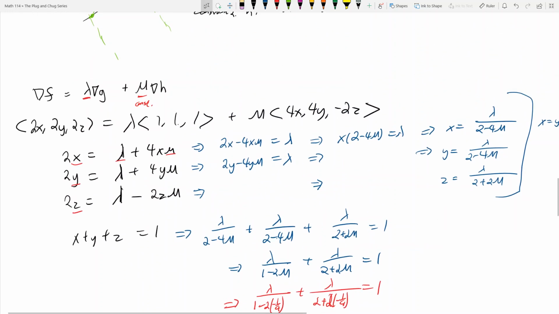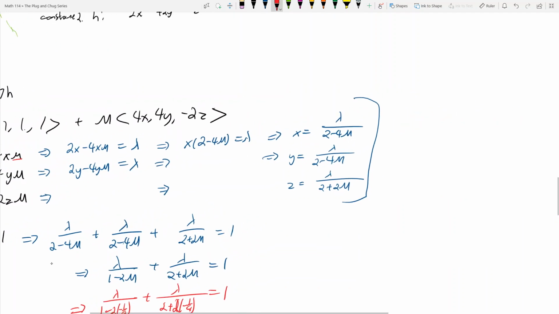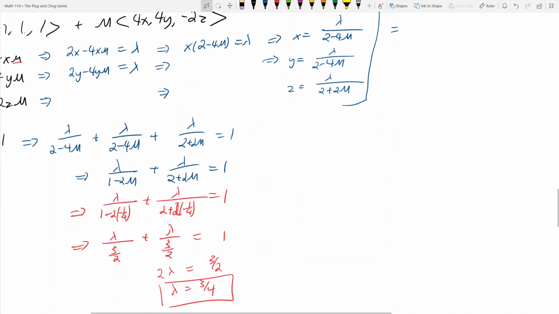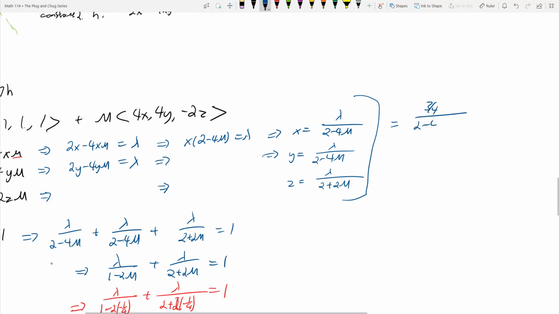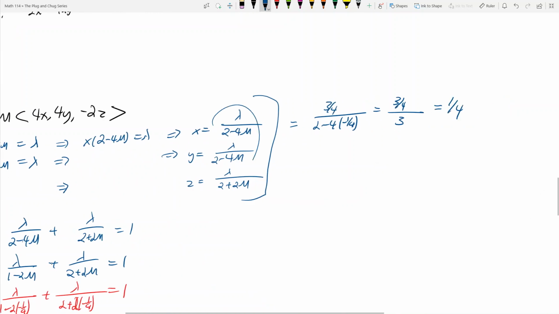What can I do now? Well, I can find x, y, and z, right? Because x, y, and z only depend on mu and lambda. So what is x? X is lambda over 2 minus 4 mu. Lambda is 3/4, and mu was negative 1/4. Okay? And so now I've got 3/4 divided by, looks like, 3 on the bottom. And that means x is 1/4. Well, y is equal to x, as we can see right here. They're the exact same equation. So y is equal to 1/4. And then z is equal to 3/4 divided by 2 plus 2 times negative 1/4. Right? So now that's 3/4 over 3/2. And that's equal to 1/2.